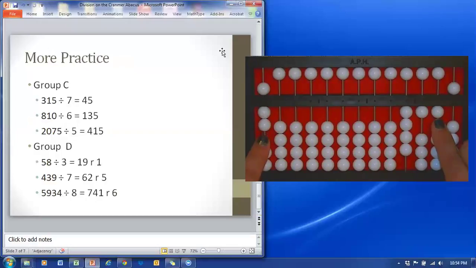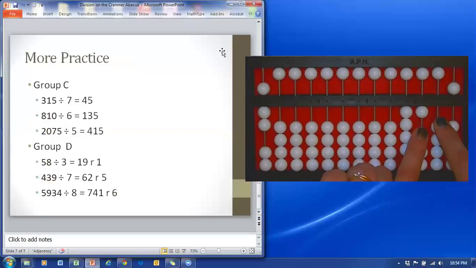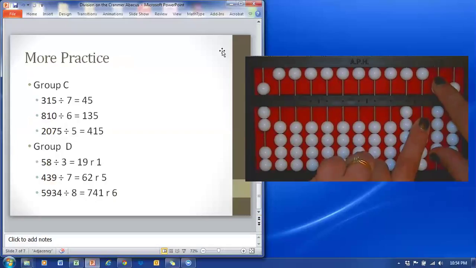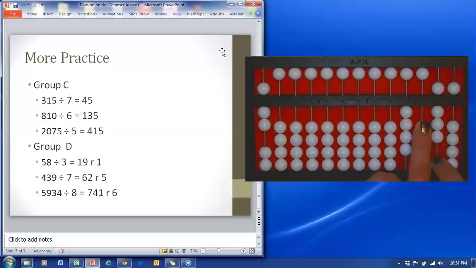This is where I'm going to have to help out a little bit. 1 down. Now there aren't any left, so I have to help out. 2 down as I return those 9. 3 down, 4 down, 5 down, 6 down, 7 up as I return below, and 8 down.